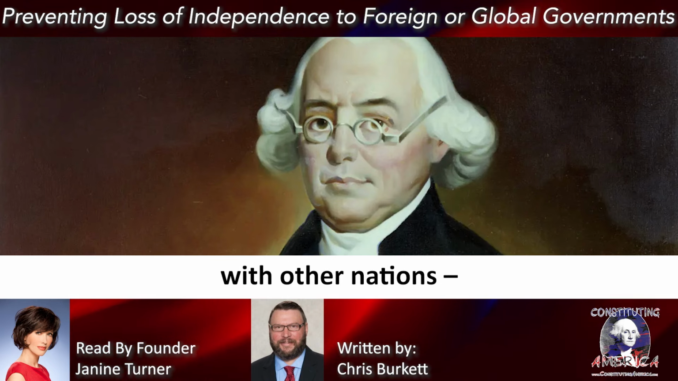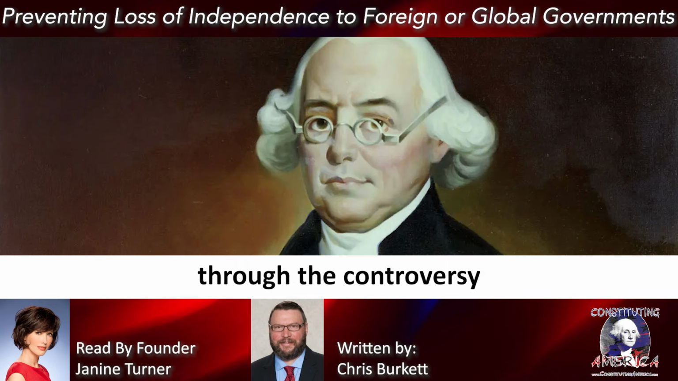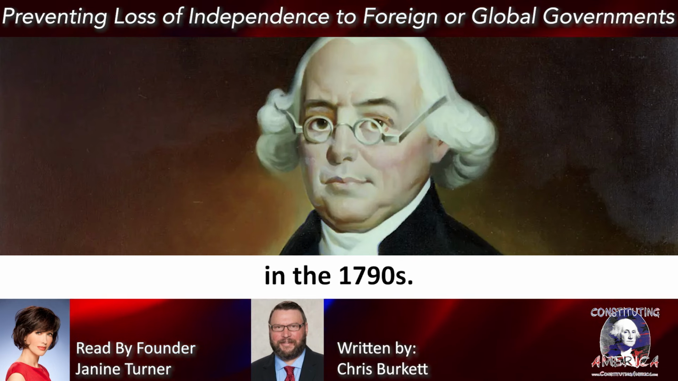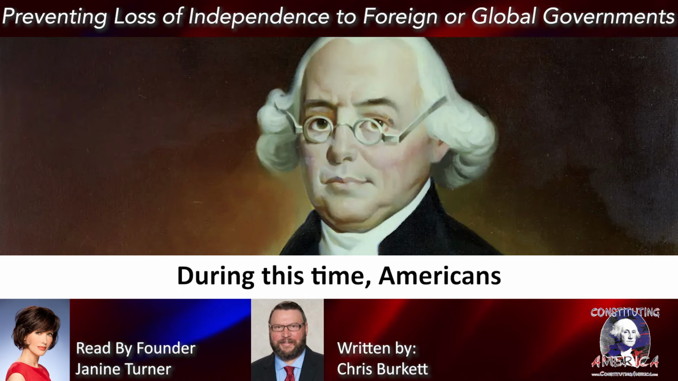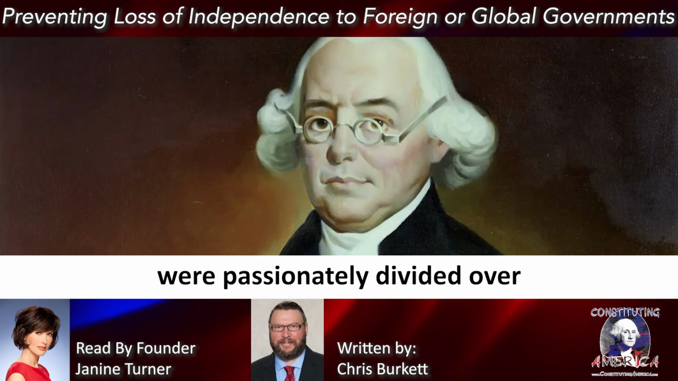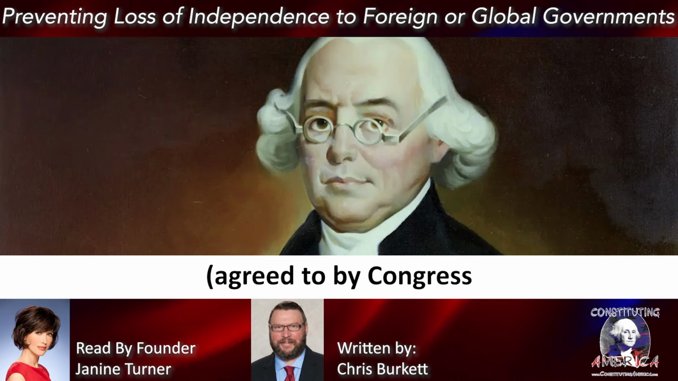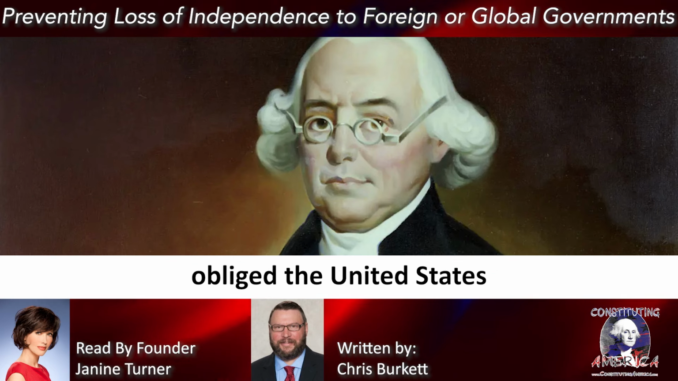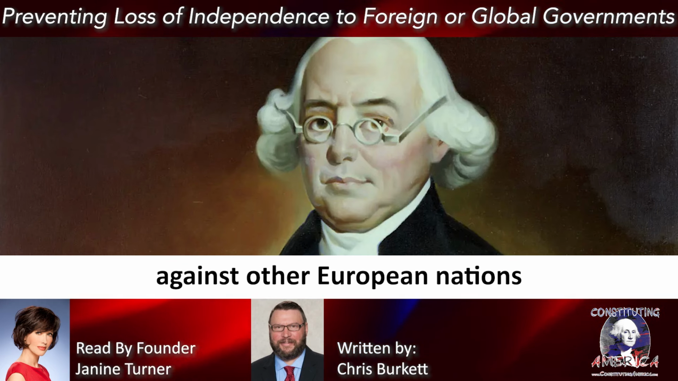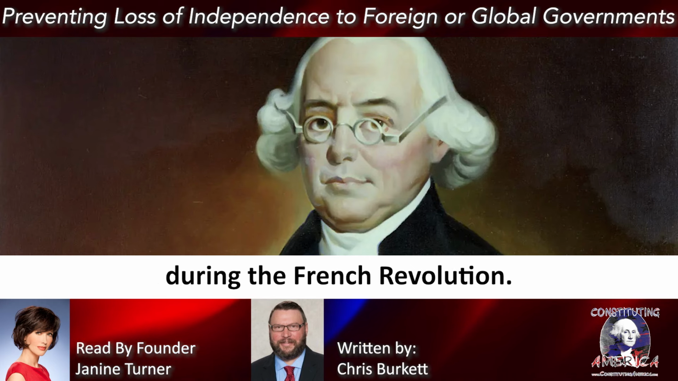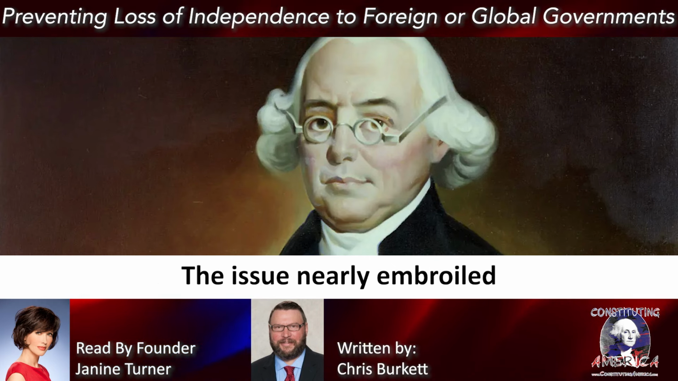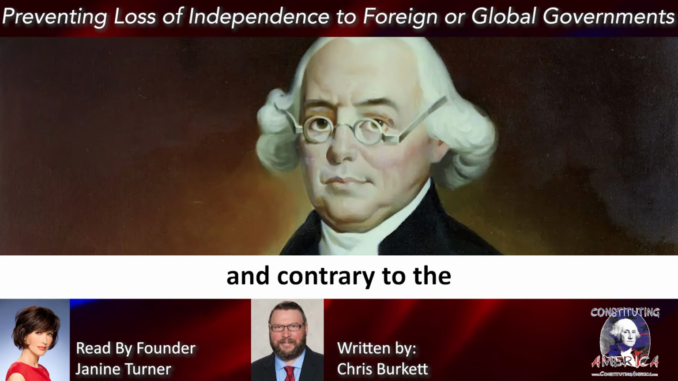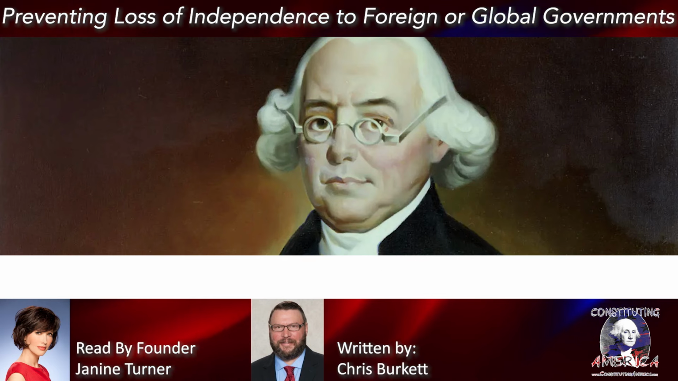This especially meant that we should avoid as much as possible engaging in permanent political or military alliances with other nations, a lesson the United States learned through the controversy over the French treaties during the French Revolution in the 1790s. During this time, Americans were passionately divided over whether the treaties with the French, agreed to by Congress during the American Revolution, obliged the United States to assist France in its wars against other European nations during the French Revolution. The issue nearly embroiled the United States in the French Revolution against its will and contrary to the desire of Congress.